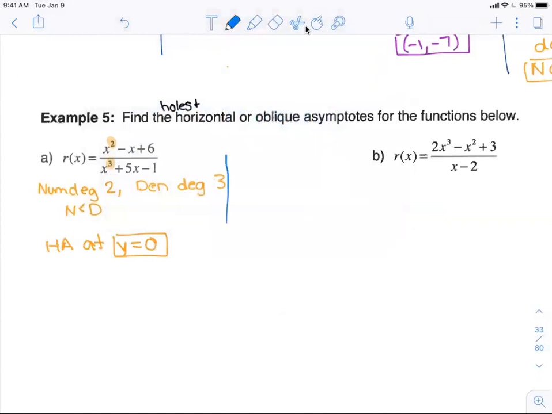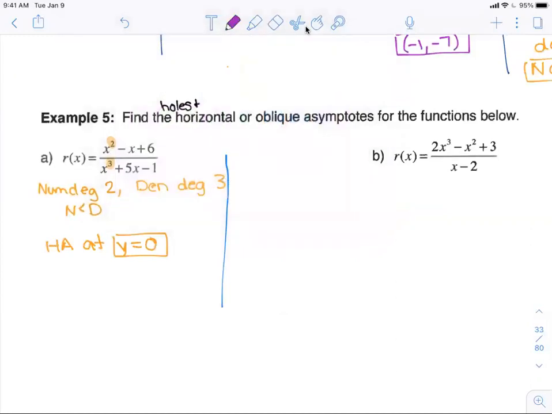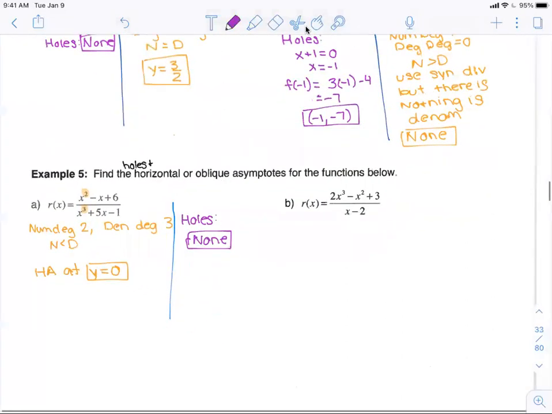Now the holes, I forgot to do the holes. But because it couldn't be factored, things are not canceling, so there's no holes. We couldn't factor, so there are no factors that cancel, so the answer is none. Usually I look for holes first, but it doesn't change the answer. All right, one more to go.